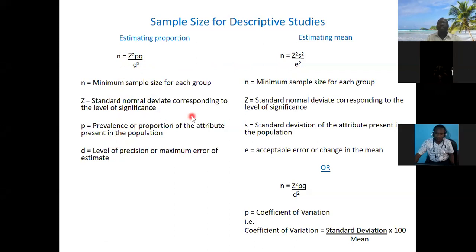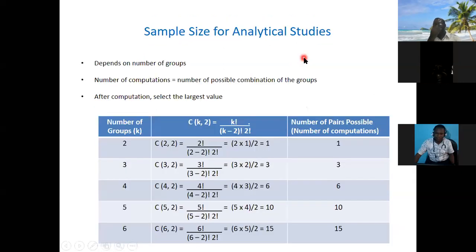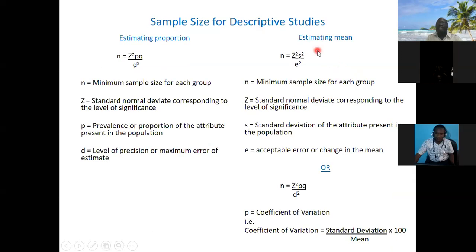Q is 1 minus P. But when you now come here, what you have instead is the standard deviation. S is standard deviation. If you say S squared, you can just call it variance. Of course, here you are dealing with a quantitative variable. For a quantitative variable, if you summarize, you say mean and standard deviation. So you don't have proportion, it's not summarized as proportion. So this is standard deviation.